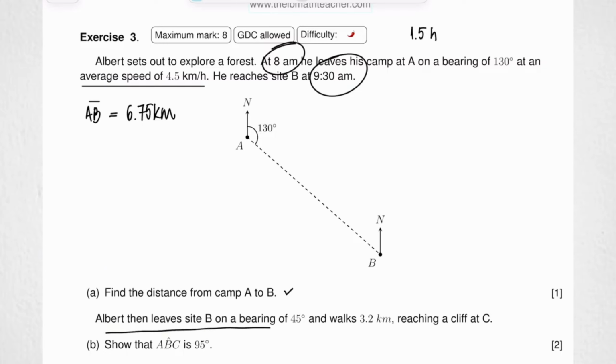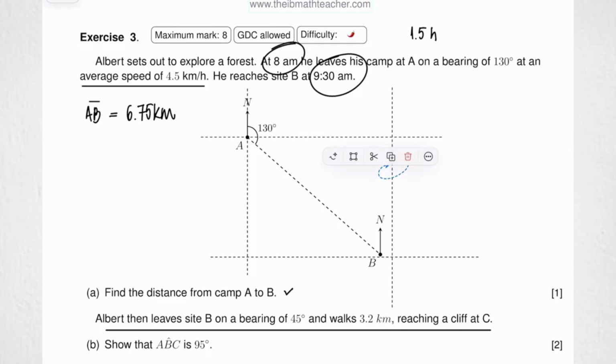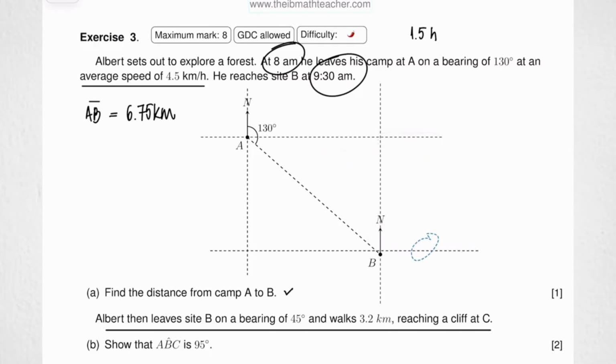Now he then leaves from site B on a bearing of 45 and walks 3.2 kilometers, reaching a cliff at C. This is a good time for me to give you a gigantic tip, a very precious one, which is whenever you have a bearings question, make sure that you always draw vertical and horizontal lines crossing these vertices. That's going to help you a lot when trying to find not only distances, but also angles. Any angle that you might want to find is going to be very evident if you have these lines drawn there. So these are the vertical and horizontal lines crossing A and B.